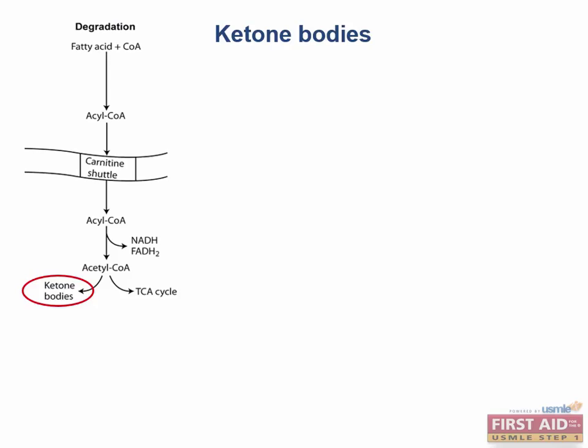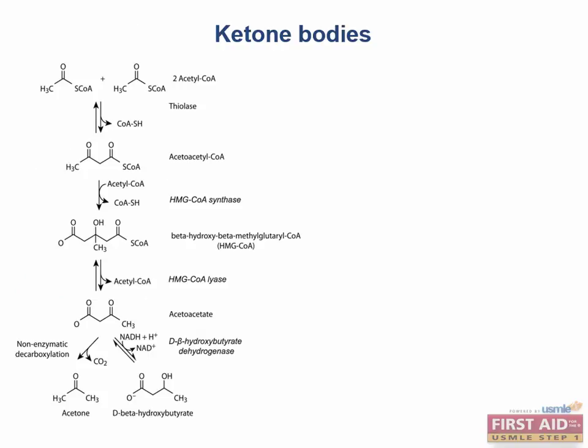From our discussion on fatty acid metabolism, we talked about how fatty acids can be converted into acetyl-CoA, which then enters the TCA cycle. However, they can also be turned into ketone bodies. The ketogenesis pathway is shown here. I'm not going to spend much time on this pathway since it isn't super high yield for the boards. However, I'll touch upon what you need to know. What are the three ketone bodies? The ketone bodies include acetoacetate, beta-hydroxybutyrate, and acetone.